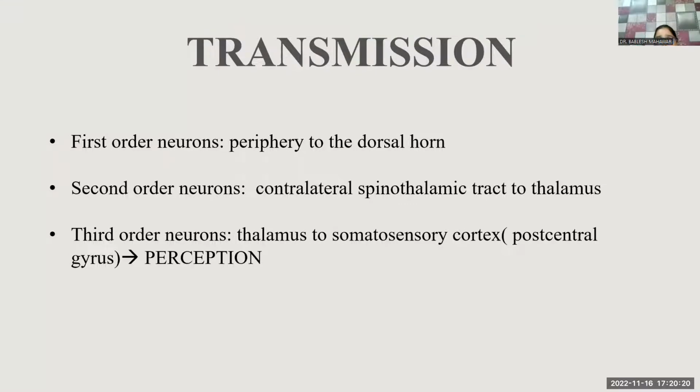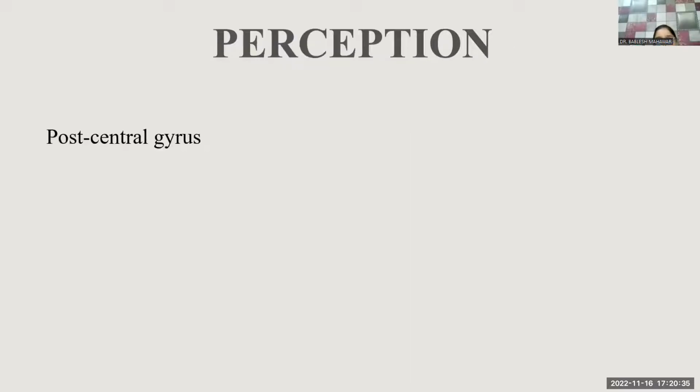Transmission: the first order neuron is from the periphery to the dorsal horn. The second order neuron is the contralateral spinothalamic tract to the thalamus. And the third order neuron is from the thalamus to the somatosensory cortex, that is the postcentral gyrus, which is the perception. Perception is at the postcentral gyrus. We have learned that it is the sensory cortex.